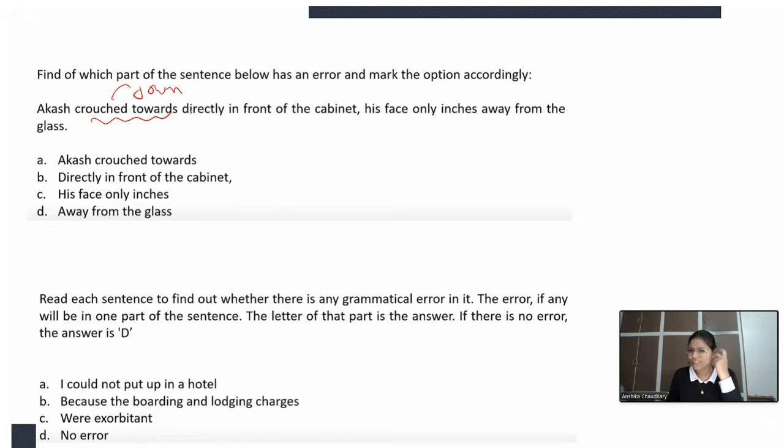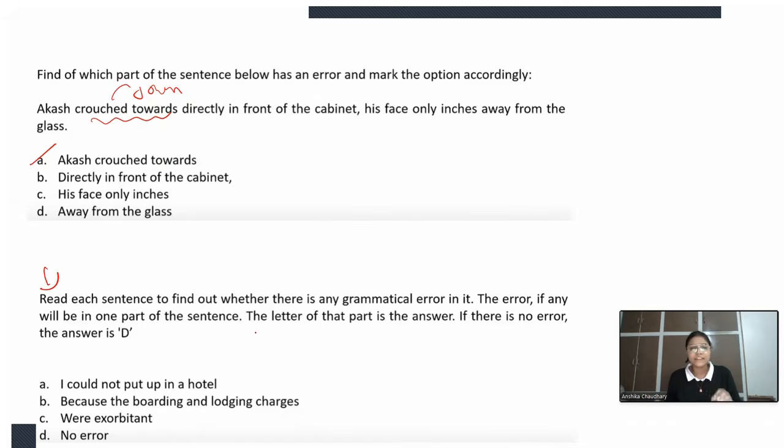Crouched down is a phrasal verb, the combination of words that is suited here. Akash crouched down directly in front of the cabinet and his face was only inches away from the glass. Like Akash bent down and his face was just a little distance away from the glass, right? So that's what the meaning is. So crouch towards is not appropriate here. Crouch down will be correct. So option number A will be the answer, that this part contains an error.